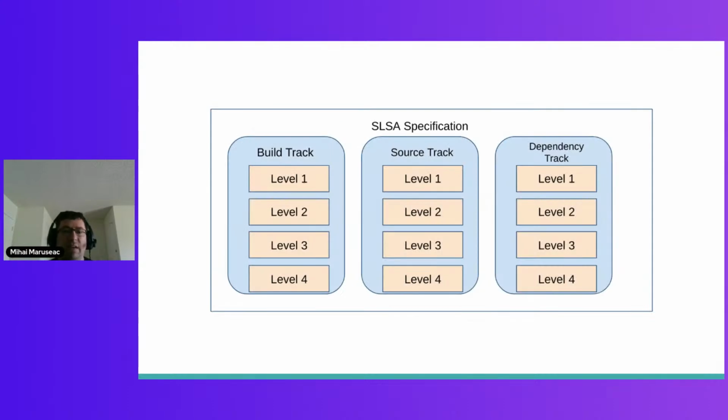The SALSA specifications specify several tracks. Each track has levels. So let's focus on the build track. We have level 0, which means there is no SALSA. And then level 1 would say you can specify how you build your artifact. Level 2 would add additional protections. Level 3 would add additional protections on that, and so on.